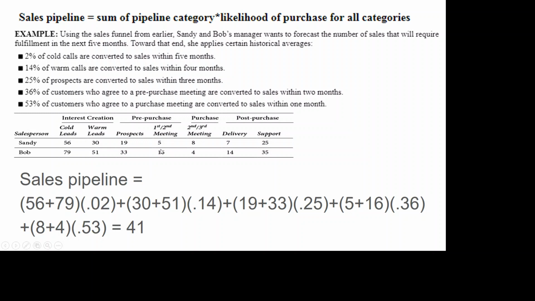And then finally, we know that purchase meetings have a conversion rate of 53%. So we add up the two purchase meetings, 8 and 4, multiply that by 0.53, and add all of those together. You get a 5-month sales funnel or sales pipeline, a projected number of sales transactions, of 41. So again, it's a good number for sales managers and for production and operations managers to see. They can figure out what's going on and schedule things going forward. So that's the sales pipeline.